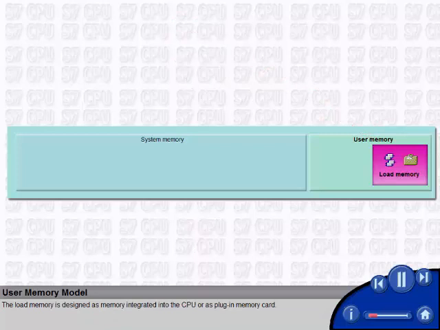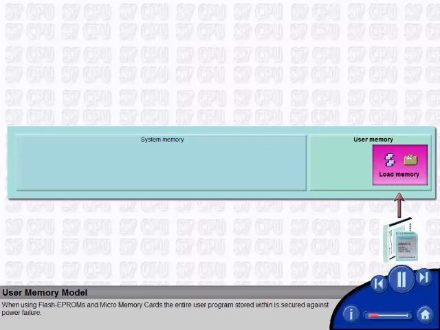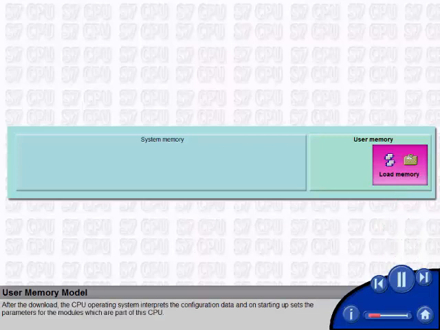The load memory is designed as memory integrated into the CPU or as plug-in memory card. When using flash EPROMs and micro-memory cards, the entire user program stored within is secured against power failure. After the download, the CPU operating system interprets the configuration data and on starting up sets the parameters for the modules which are part of this CPU.